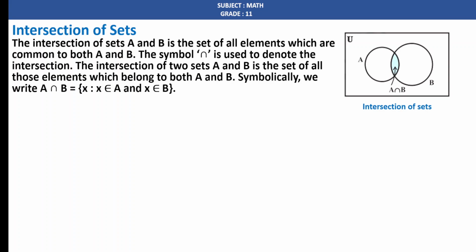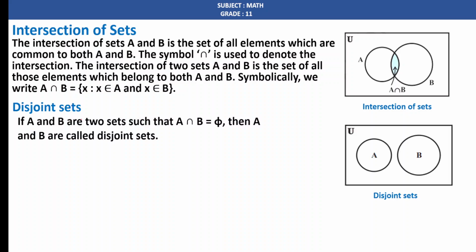Intersection of sets. The intersection of sets A and B is the set of all elements which are common to both A and B. The symbol here, a mirror image of U, is used to denote the intersection. So, the intersection of two sets A and B is a set of all those elements which belong to both A and B. Symbolically, we write it as A intersection B. So here the intersection is like a reflection of the union symbol. X such that X belongs to A and X belongs to B.